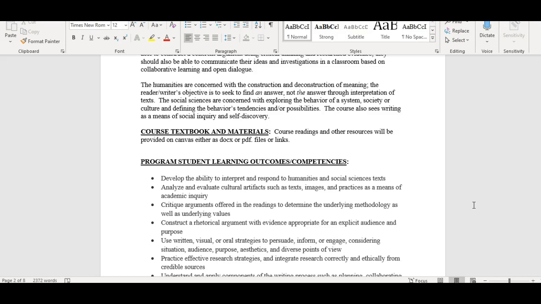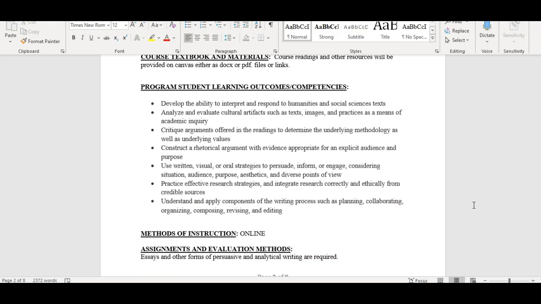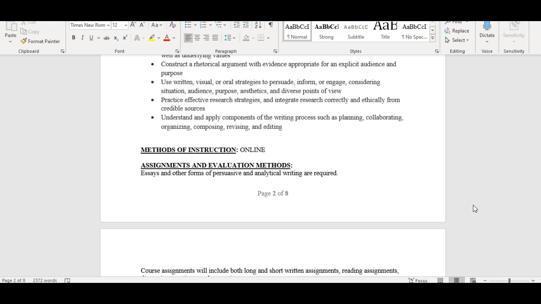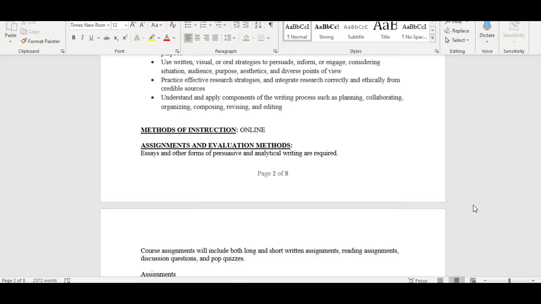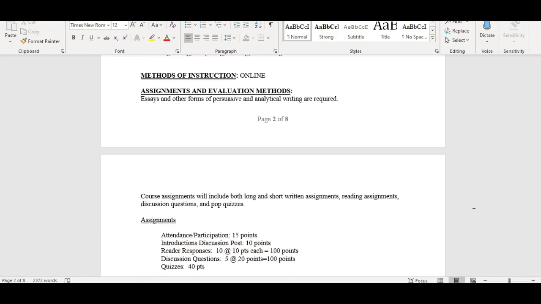I actually suggest that you go to the modules instead of going to files, because that makes it harder to find. Also, some readings are links, so if you go to files, you're not going to find those links there. Again, it's better to just use the modules to navigate the course and to access the readings. Here we have the program student learning outcomes, so you can go ahead and take a look at that. Again, the methods of instruction are completely online, so make sure that you have adequate internet, computer, things like that.